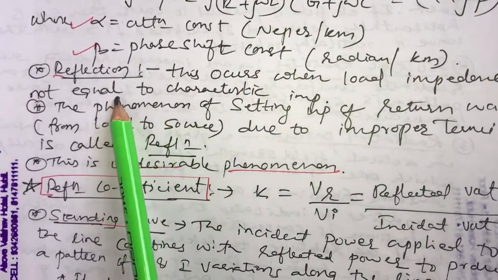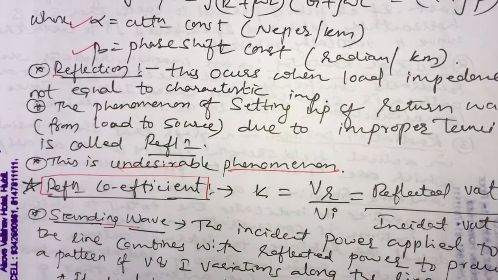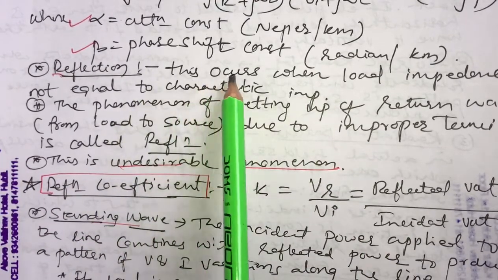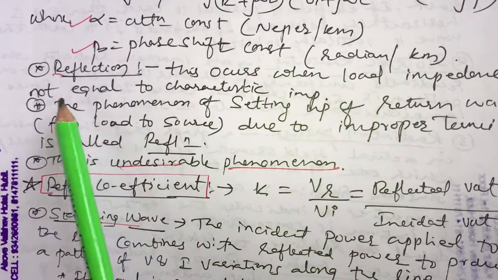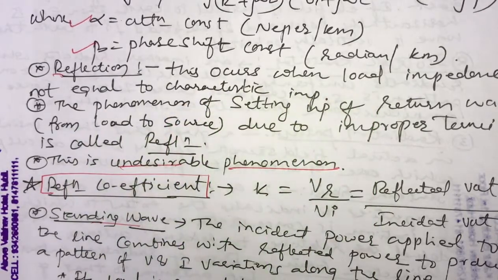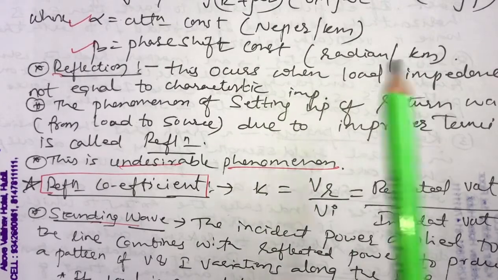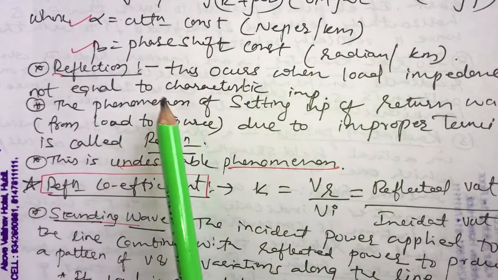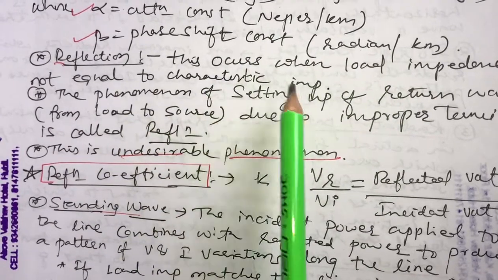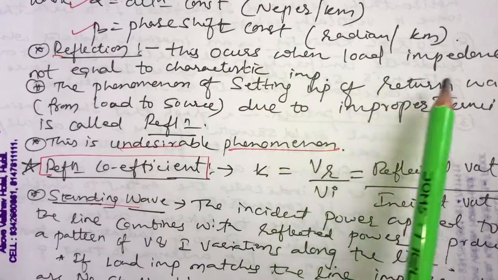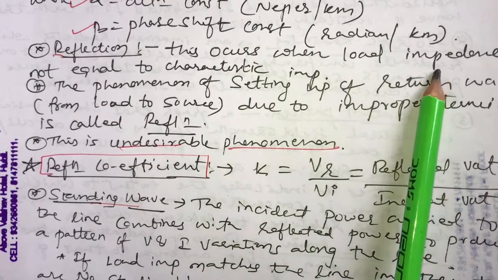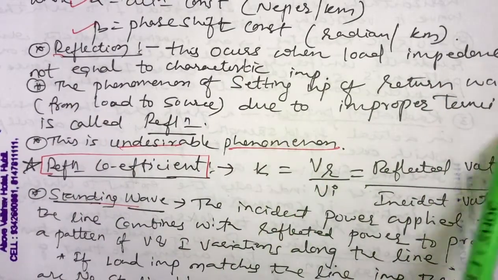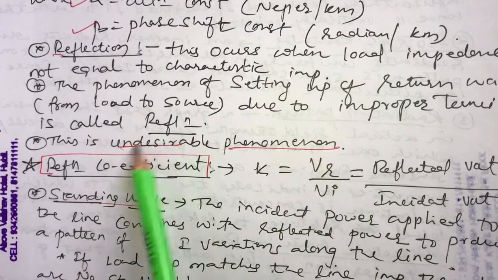Next concept, reflection. Reflection means the incident wave coming back, reflecting back. We call that reflection. This occurs when the load impedance is not equal to the characteristic impedance. So when there is a mismatch between the load impedance and the characteristic impedance, this is the phenomenon of setting up of a return wave from the load to the source again. Why does it come back? Due to improper termination.